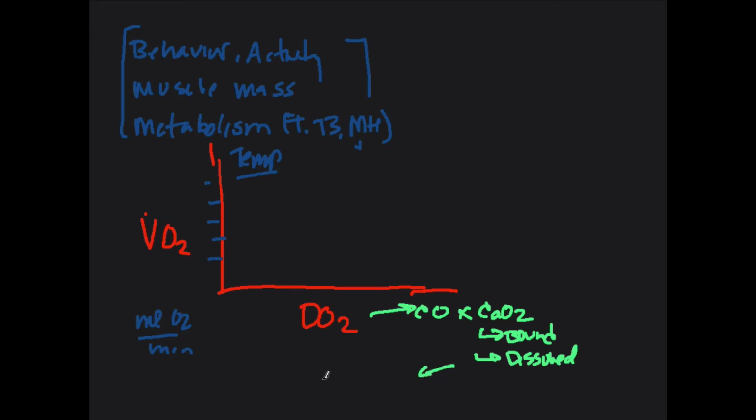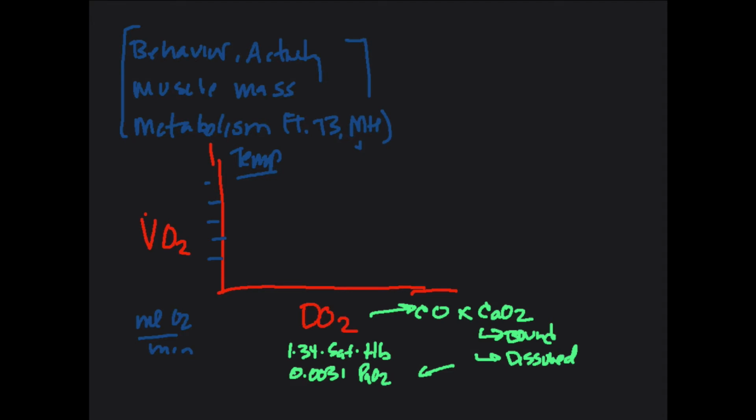Dissolved is very minimal. This is the 0.0031 times your PaO2 from your blood gas. And bound is the 1.34 times your oxyhemoglobin saturation times your hemoglobin content. And this is your big contributor.